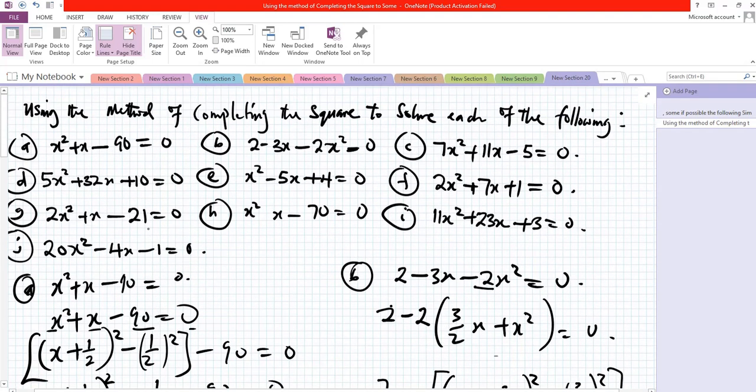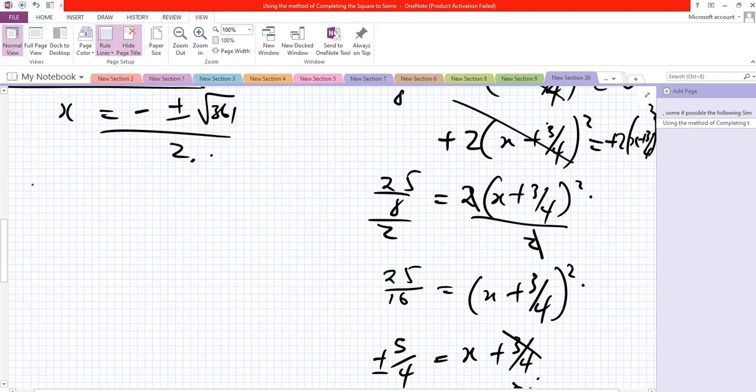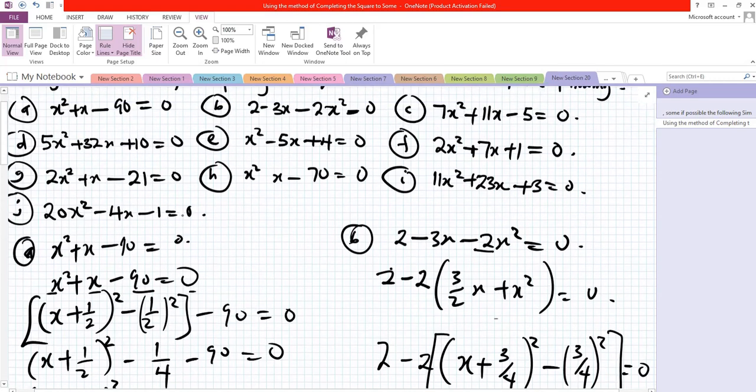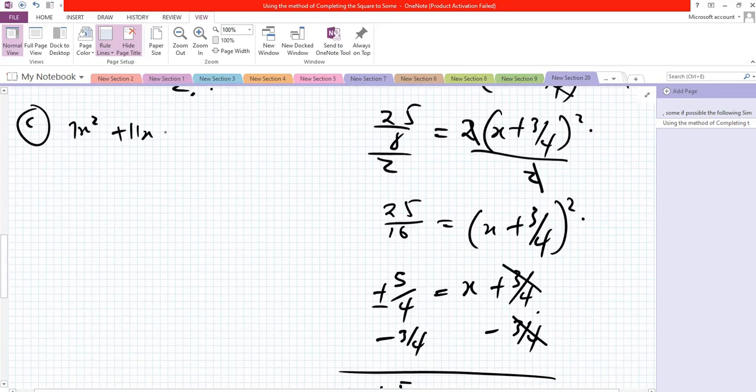Now let's do C. C is 7x squared plus 11x minus 5 equal to 0. Now when you factor the 7, 7 divided by this, you have 7x squared. 7 divided by this, you have plus 11 over 7x minus 5 equal to 0.